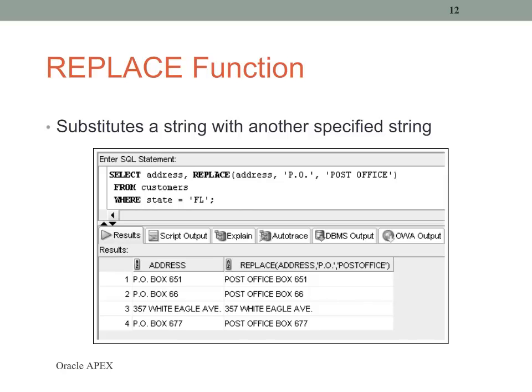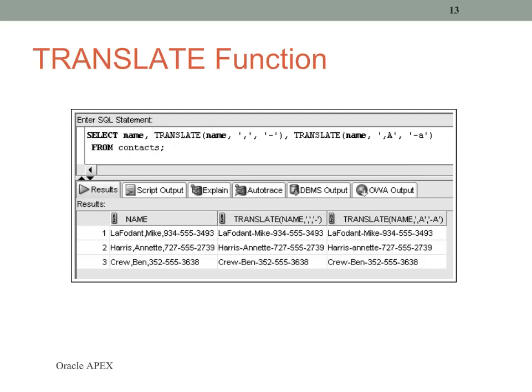Let's move on to the translate function. Similar to a replace in some ways, the translate function is used to replace a character in a string with a new value. This is often used, for example, to notate names properly, especially when names have more than one capital letter, a name like McDonald or Le Fondant, as seen here.